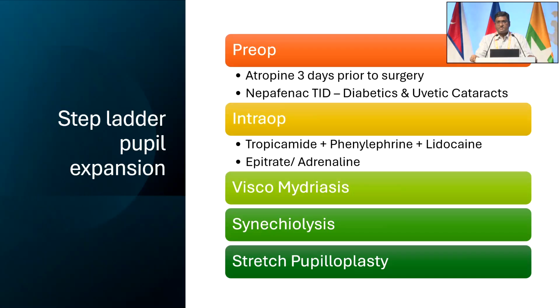So viscomydriasis, the practical thing is you should not inject the visco in the center or above the capsule, but you have to put it like a mechanical push at the edge of the iris margin so that it opens up. Next would be synechiolysis when you suspect synechiae, posterior synechiae in case of uveitic cataract. And next you can attempt stretch pupilloplasty, that also works very well in 20 to 30% of the cases.